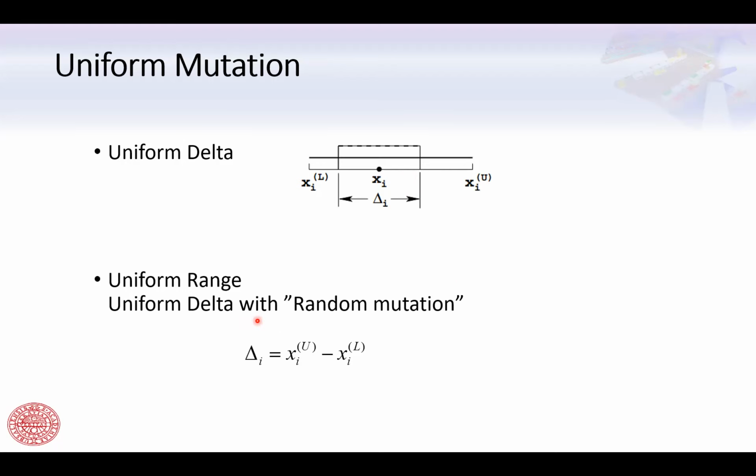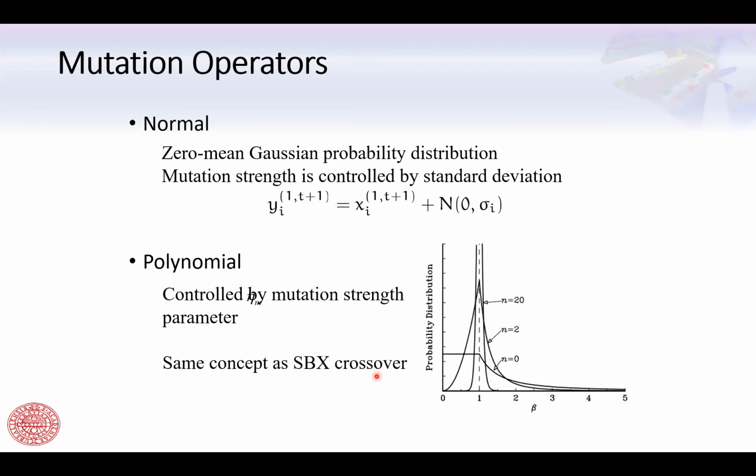And then for uniform delta, you will have a random mutation within the range. So delta becomes a random function instead of a fixed value. Again, you use randomization to select a value bounded by your range. You can have a more advanced one like the normal distribution or the polynomial, like in the case of SBX. But in this case, again, we are not combining two parents. We are only talking about how we can interpret a single value for a single variable.